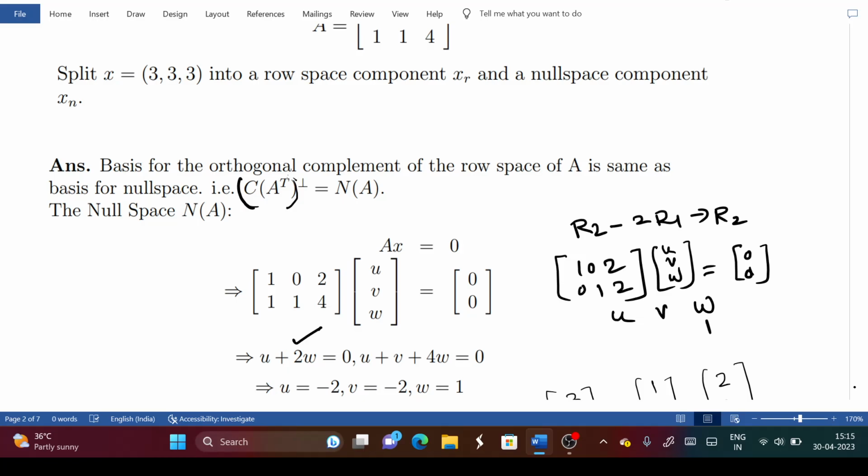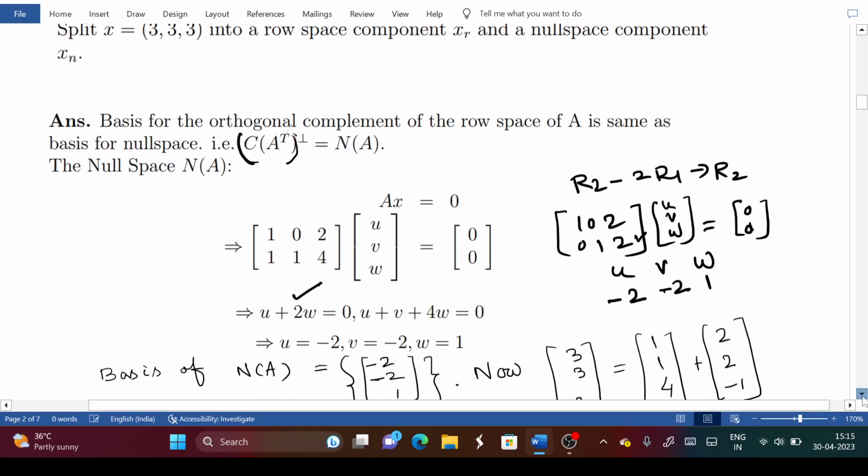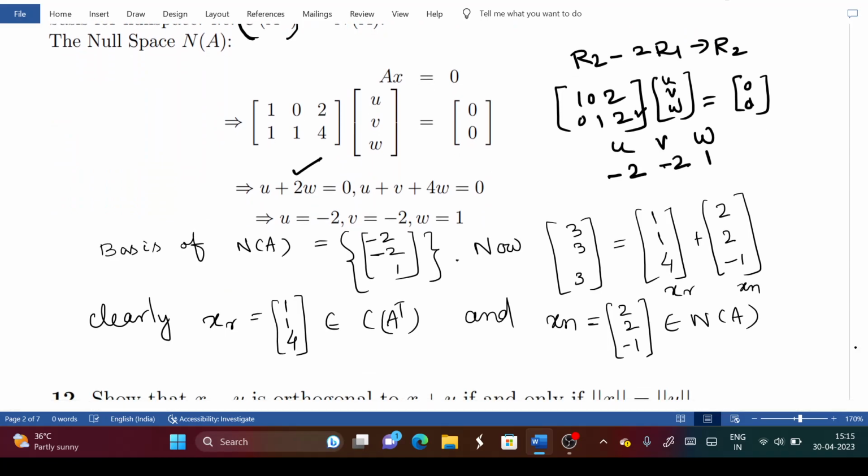This is the first equation. The W value I have substituted, so I will get its value as minus 2. Now again substituting the W value in this equation, from the first equation we got this, and from the second equation we got again minus 2. So the solution is minus 2, 1.